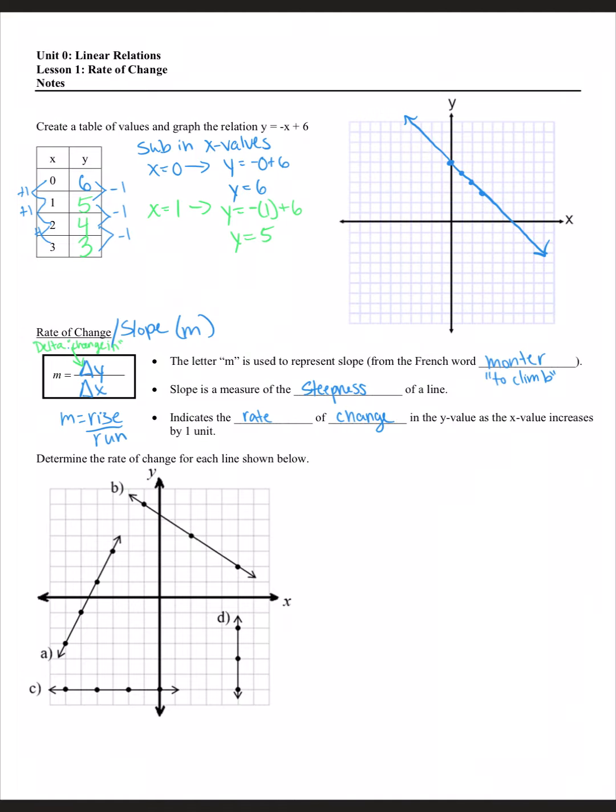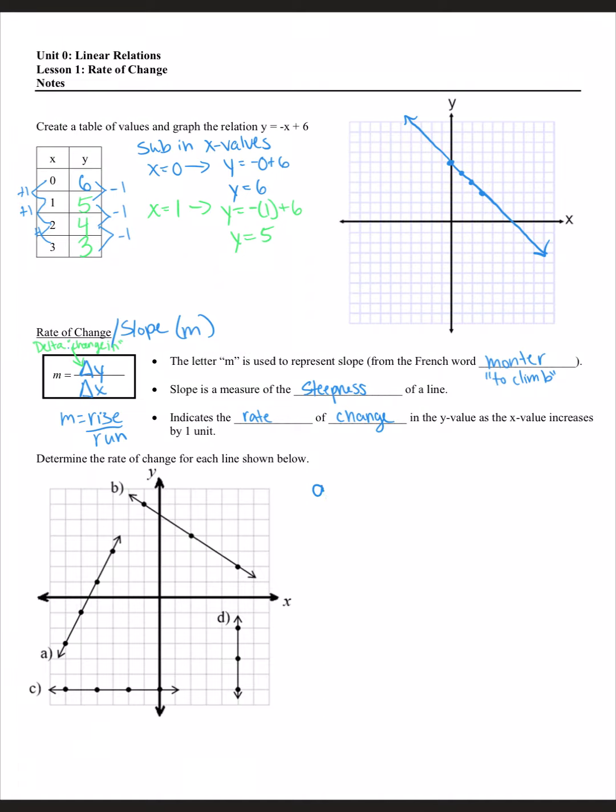Okay, and our rise is simply because it's our change in our y values, which run vertically, so they run kind of rising or decreasing, and over our run is our x values, because our x values run left to right. So we'll take a look at some of the equations below so you can see what I mean. So let's first look at determine the rate of change for each line shown below.